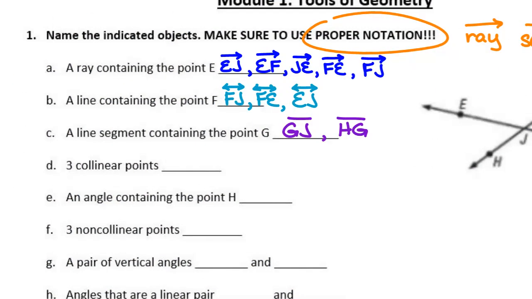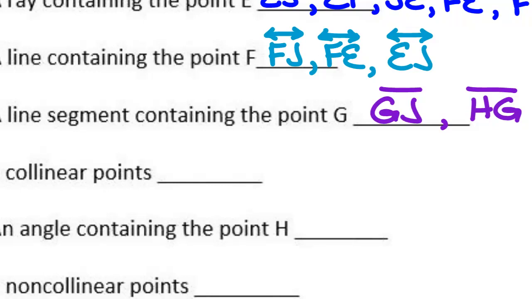Three collinear points. These points have to all be in a line together. And so points E, J, and F are all in a line together. Or we could do H, J, and G.